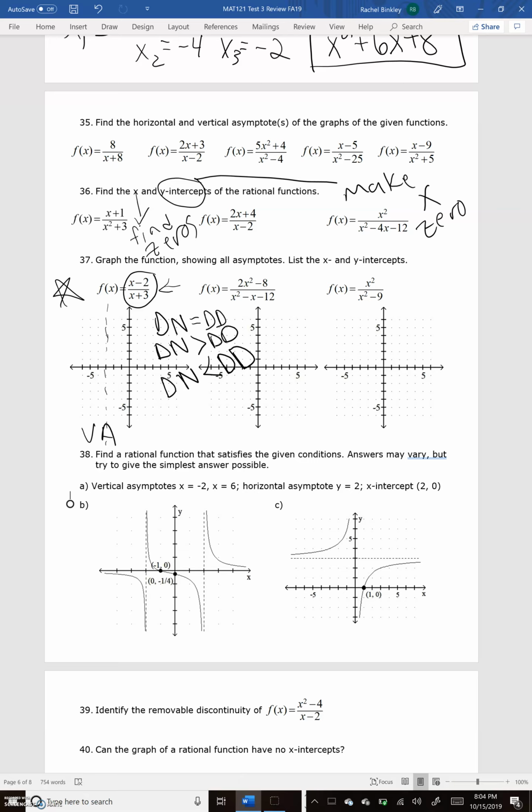Oh, you guys, I just made a mistake. At the top, if the degree of the numerator is equal to the degree of the denominator, that means you're going to take the fraction of the leading coefficients. Here the leading coefficient is 1, and here the leading coefficient is also 1. So on this top one, if they are equal, you're going to take that fraction of 1 over 1. If the degree of the numerator is less than the degree of the denominator, then it's going to be 0.